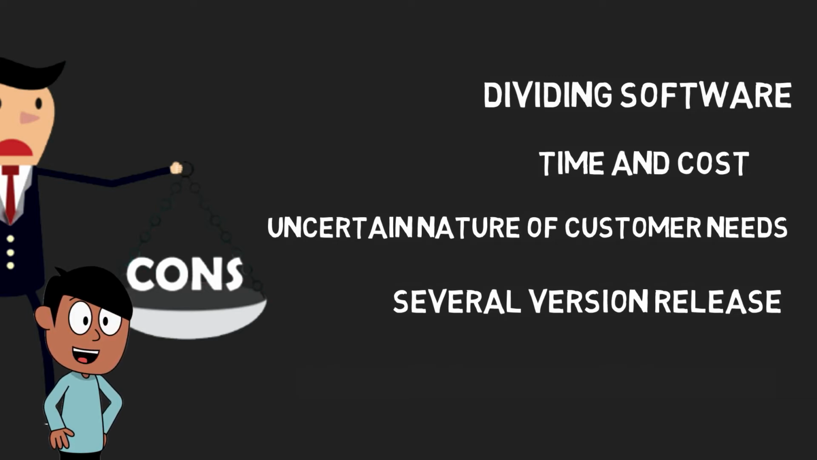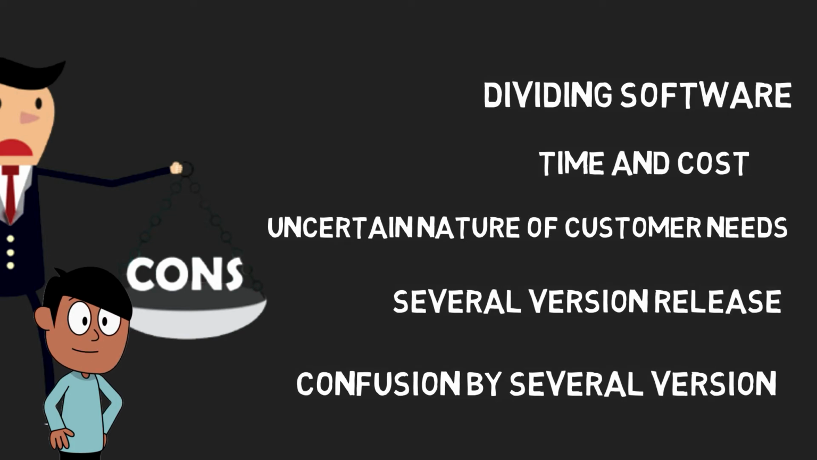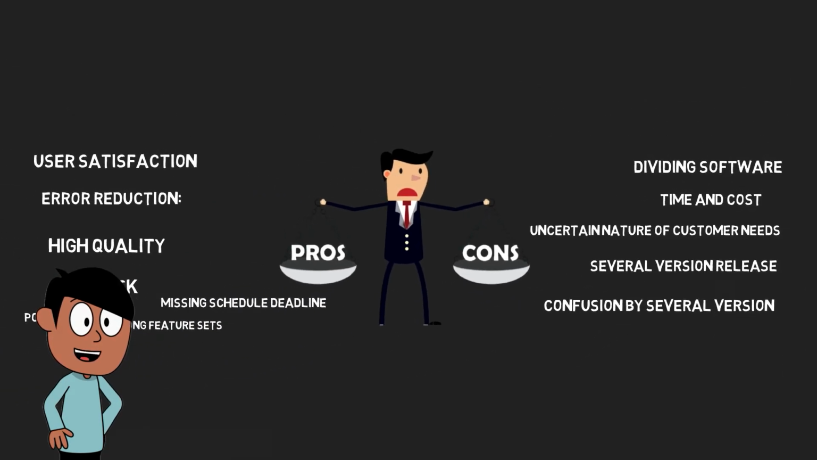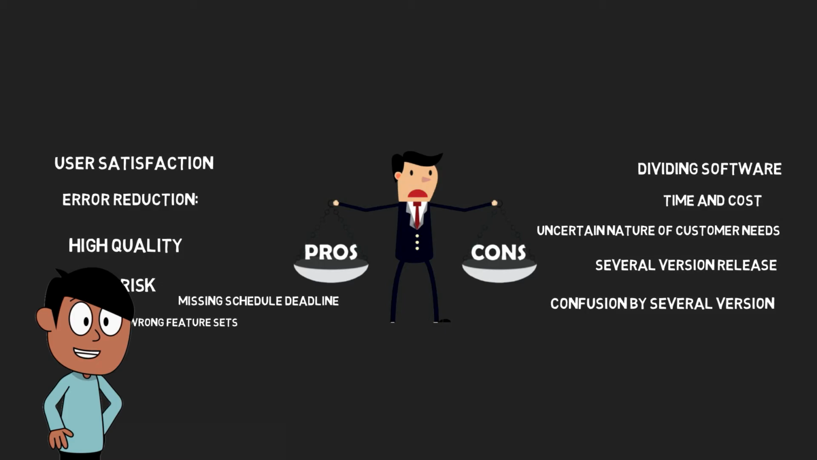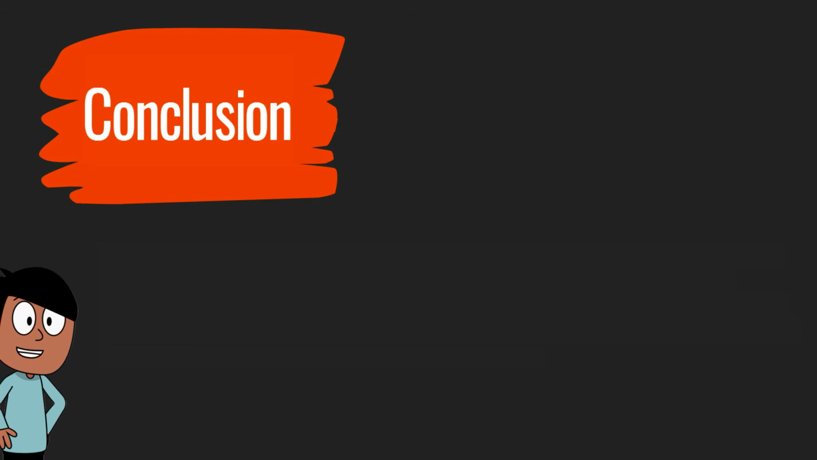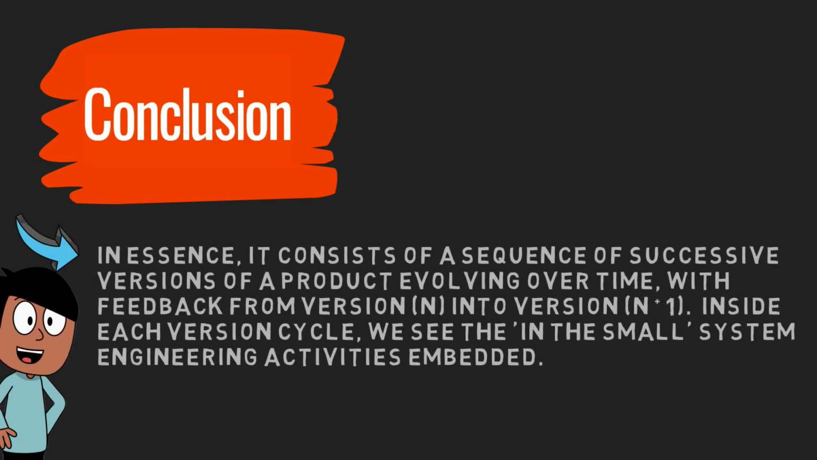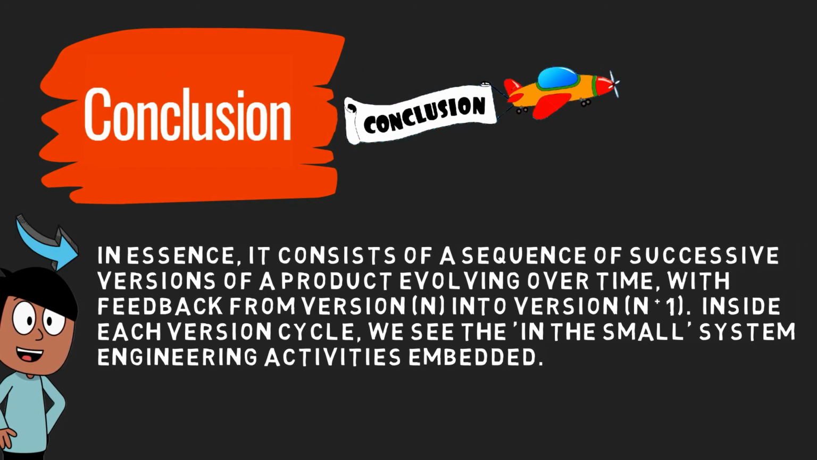Last of the cons is confusion by several versions. A user might get confused by several versions of the software. It will affect the final product. After we talked about the meaning of the evolutionary model, when to use it, and the advantages and disadvantages of this model, we reckon that in essence, it consists of a sequence of successive versions of a product evolving over time, with feedback from the initial version into later versions. Inside each version cycle, we see small system engineering activities embedded.